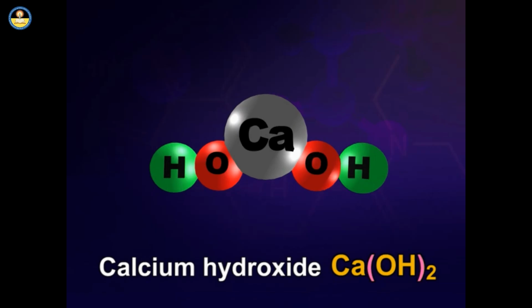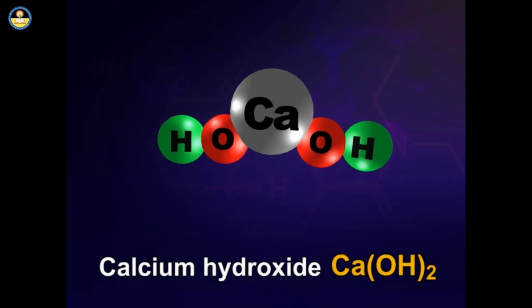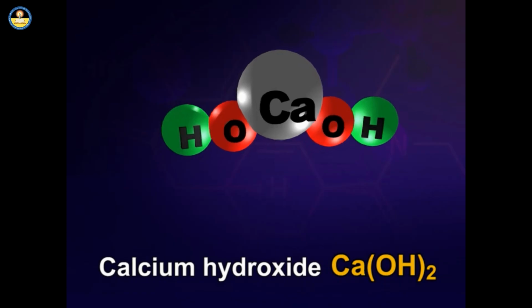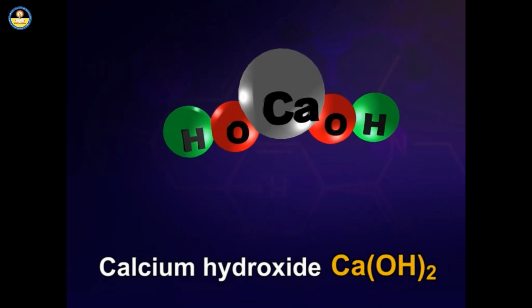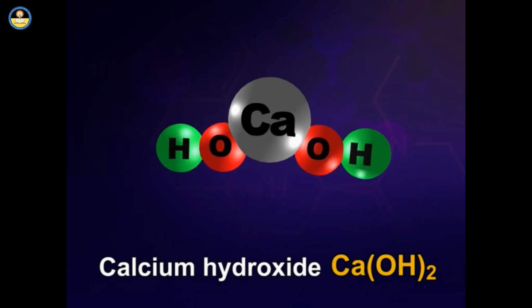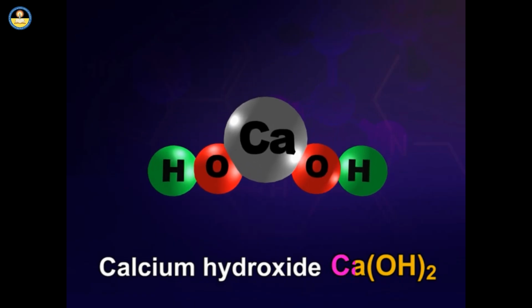In certain cases, brackets are required to be used while writing the formulae of compounds. For example, formula of calcium hydroxide is written as Ca(OH)2. This formula indicates that it contains 1 atom of calcium and 2 hydroxyl groups which are joined to calcium atom. In this formula, (OH)2 represents 2 atoms of oxygen and 2 atoms of hydrogen.